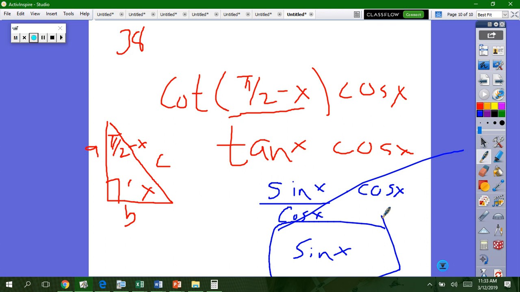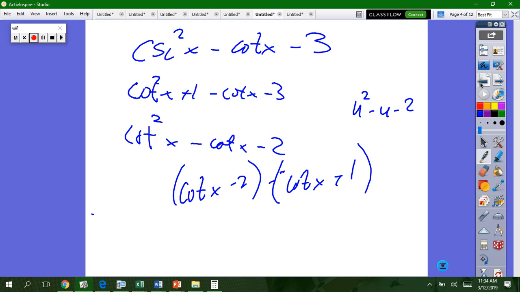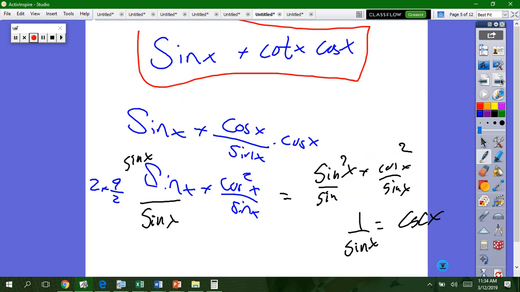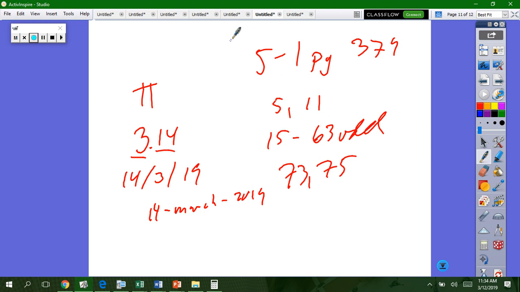You guys ready to rock? I'll do one more if you want, or you guys can start working on the homework. Okay, I'm going to assume we're good. Once again, this is your homework right here. There's the homework. Page 379, 5 through 11, 15 through 63 odd, 73 and 75.